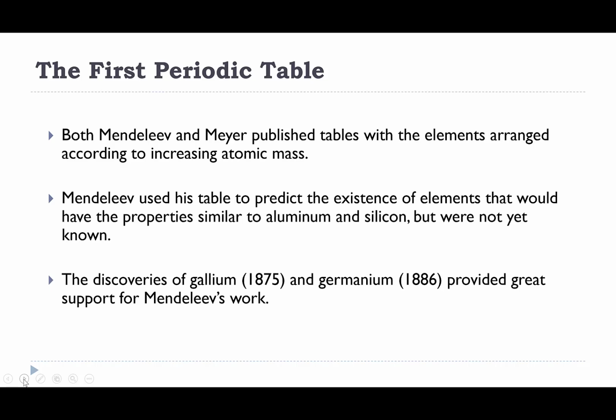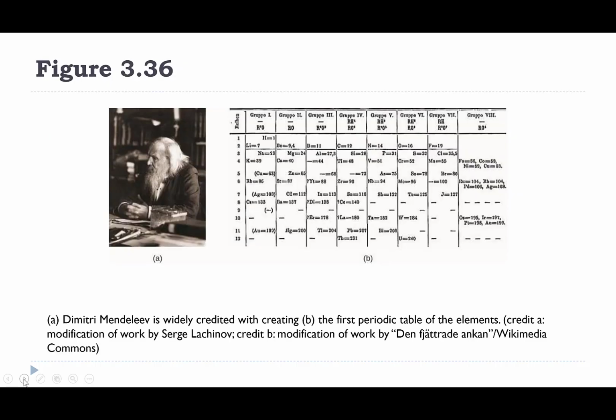So with his establishment of the periodic table and then using those holes as predictive cues, the discovery of elements during this time just absolutely blew up. And then it gives two examples. So the discovery of gallium and germanium provided great support for Mendeleev's work.